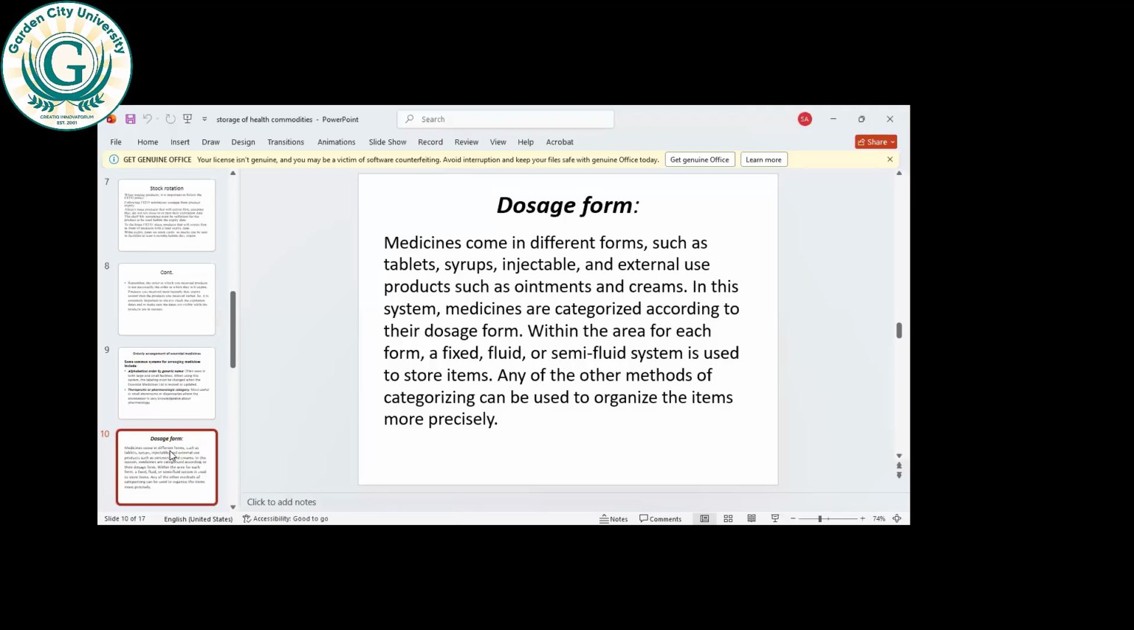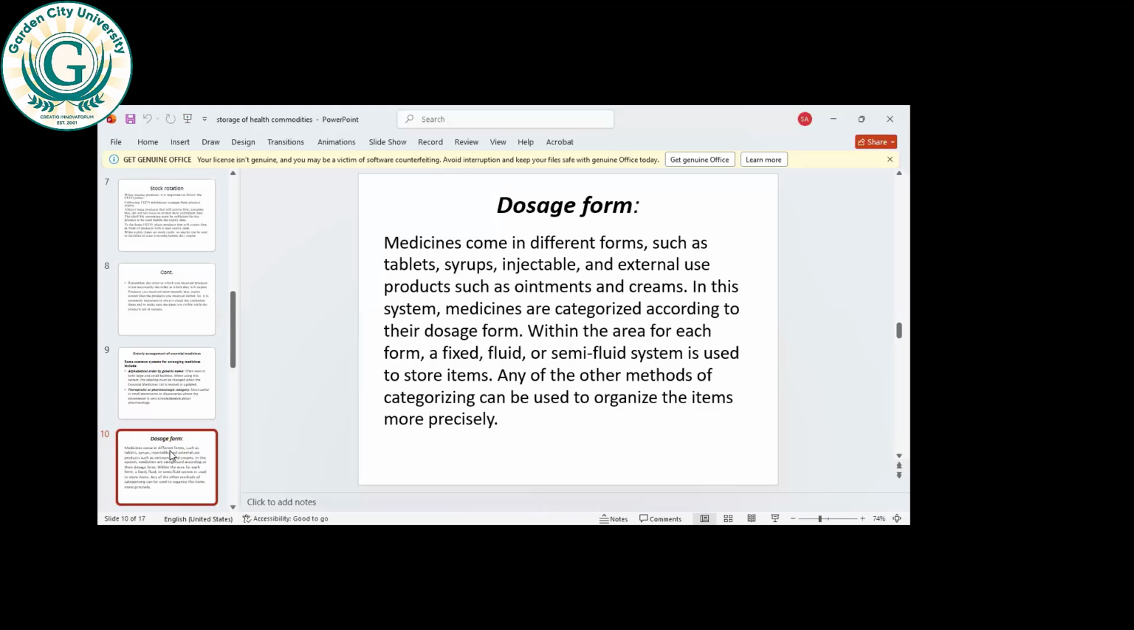Then we talk of the dosage form. You can also arrange health commodities according to the dosage form. Medicines come in different forms such as tablets, syrups, injectables, and external use products such as ointments and creams. In this system, medicines are categorized according to their dosage form, with an area for each form. A fixed fluid or semi-fluid system is used to store items. Any of the other methods of categorizing can be used to organize the items more precisely.